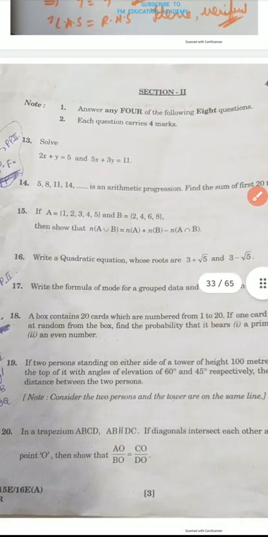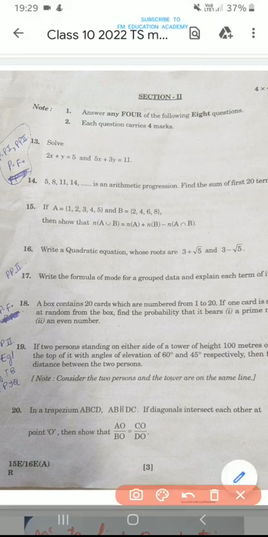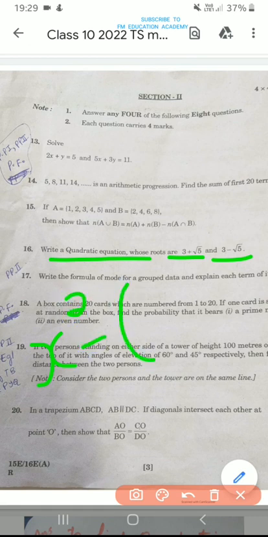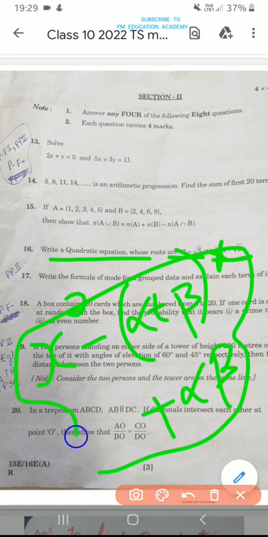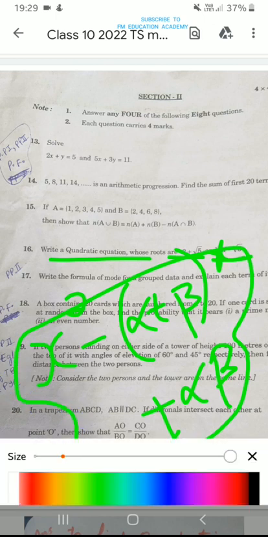Next question is the 16th question. Write a quadratic equation whose roots are 3 plus root 5 and 3 minus root 5. I told in the formulas video that to find a quadratic equation, the formula is x square minus (alpha plus beta) into x plus alpha beta. This is my standard formula to find a quadratic equation if roots are given. So here roots alpha and beta are given, that I'll substitute in this equation.